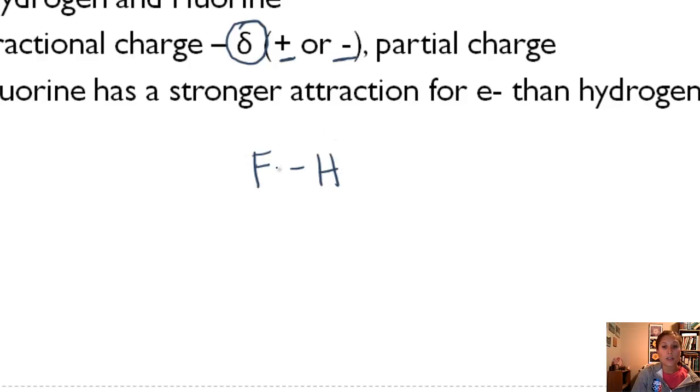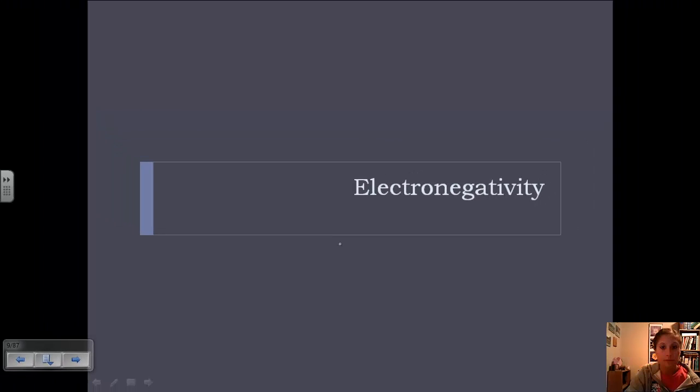Because fluorine has a stronger attraction for electrons and electrons are negative, it gets the partial negative, and hydrogen then gets the partial positive. Electrons are going to spend more time with fluorine than they are with hydrogen, so this is like our cloud of electrons. And because there are fewer electrons with hydrogen, it's partially positive.